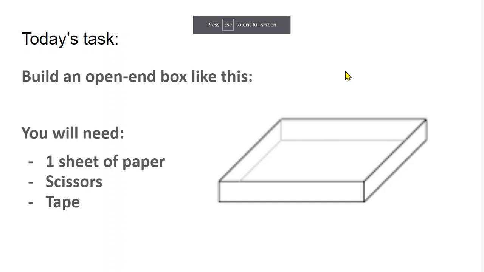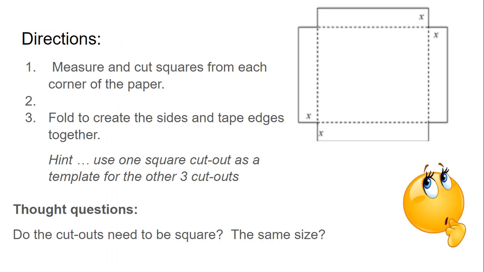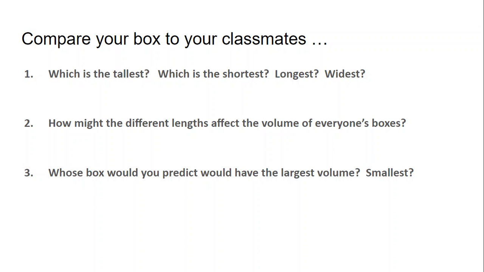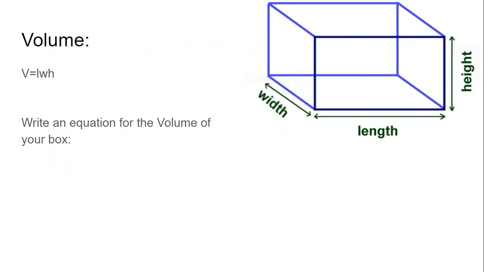So you're going to build an open-end box that looks like this. The tape and the scissors and the rulers and the paper will all be back there. You're going to measure and cut squares from the corner, and you're going to fold to create the sides and tape the edges together. If you use one of your squares as a cutout, it can be a template to make sure that it matches all the other ones. Your goal is to find the one that has the greatest volume. Does that make sense?